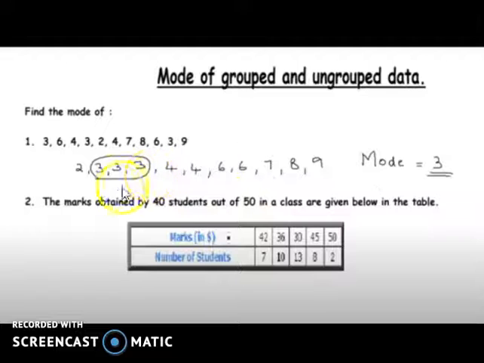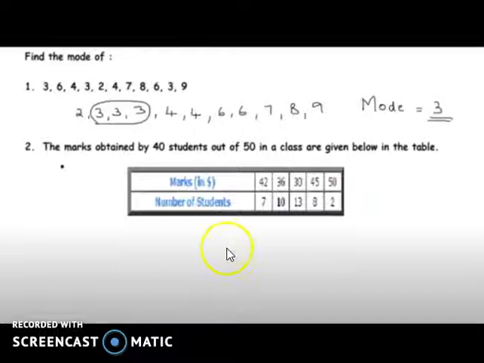So next question, it's in discrete series. How will you find the answer? The marks obtained by 40 students out of 50 in a class are given below in the table. Here marks and number of students have been shown. Marks are stated as x and number of students is stated as f, the frequency.